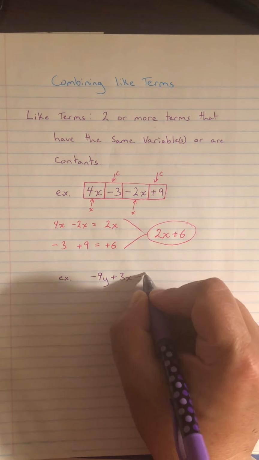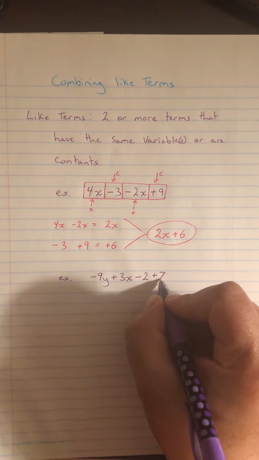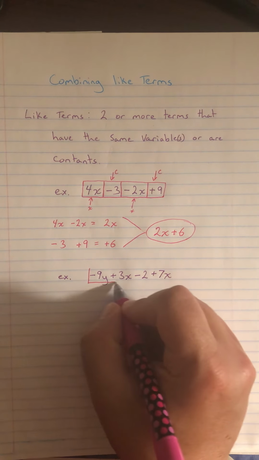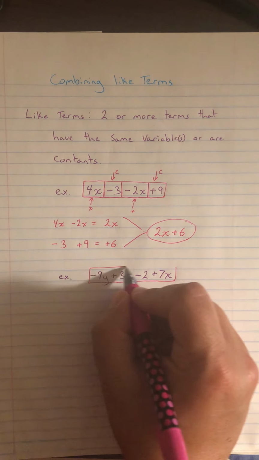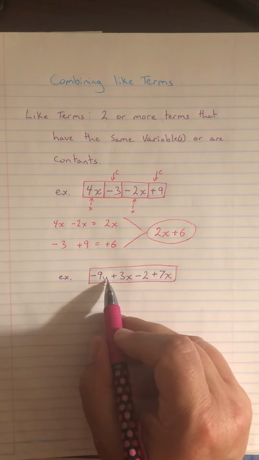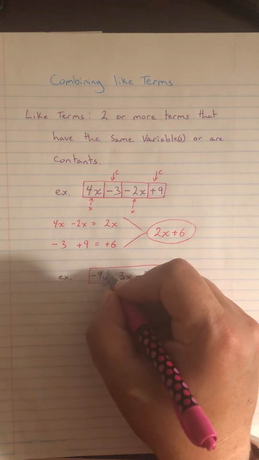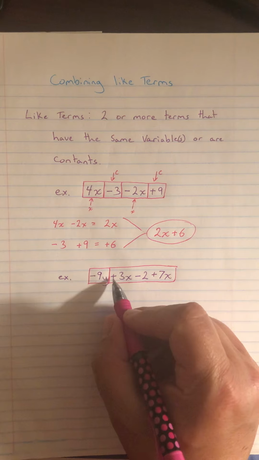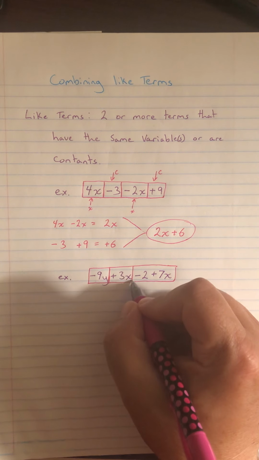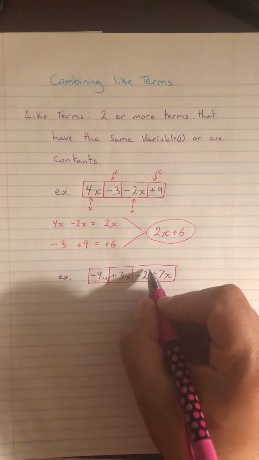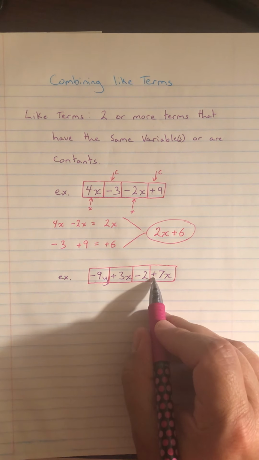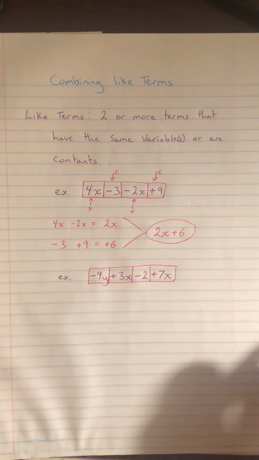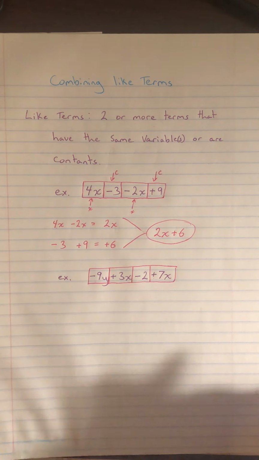3x minus 2 plus 7x. So, I'm going to draw my box real quick here. I don't want to see subtraction, addition. I want to see a -9y, a +3x, a -2, and a +7x. I see 4 terms there. Now I look for any matches.